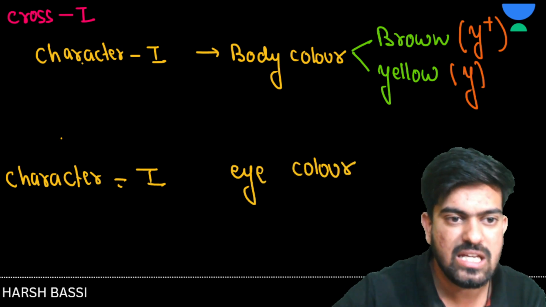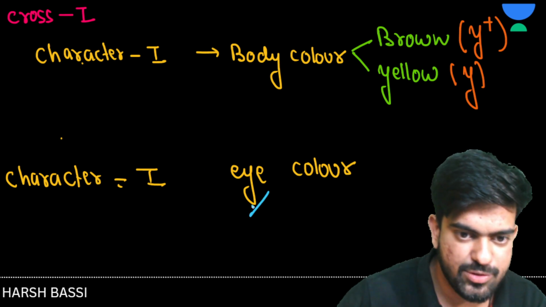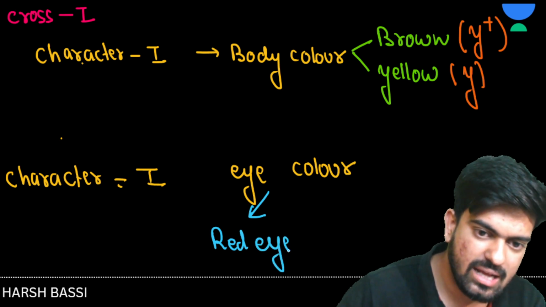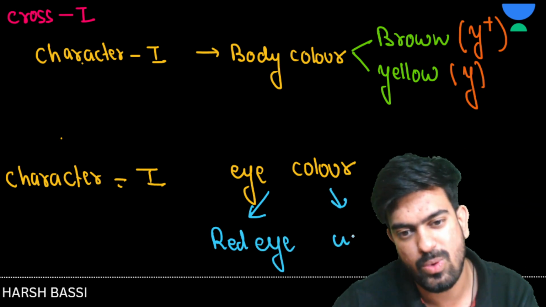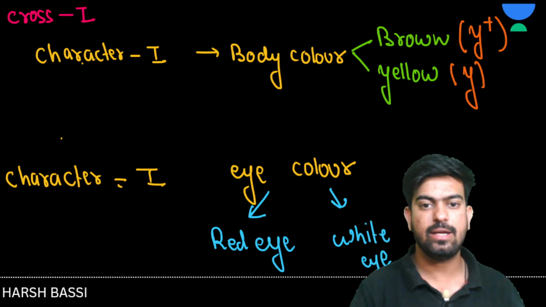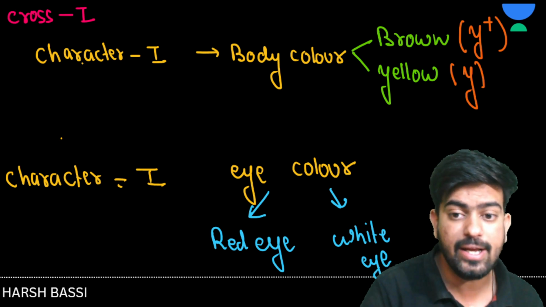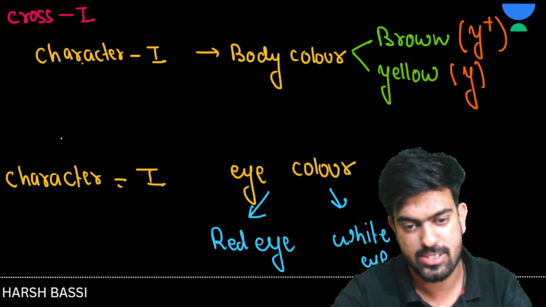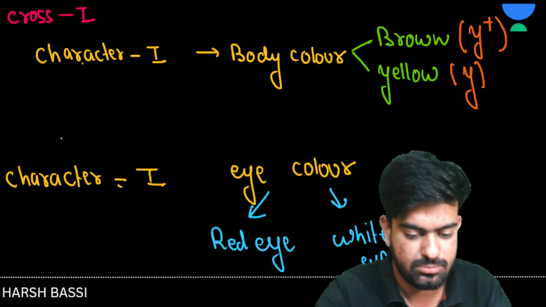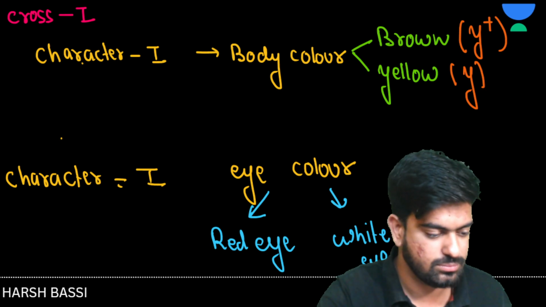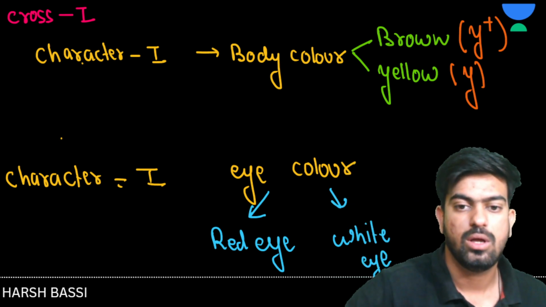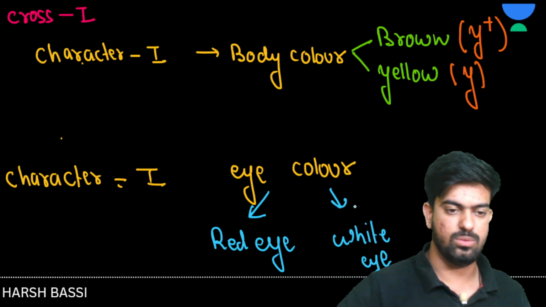Here there are two different types of eye color, yes or no? One is the red eye, and the recessive was the white eye. Yes or no? Clear? Any doubts still here? If you have any doubts, please let me know in the comment section. No doubts, anyone? Great. If you have no doubts, don't worry then, further also you won't have any doubts.